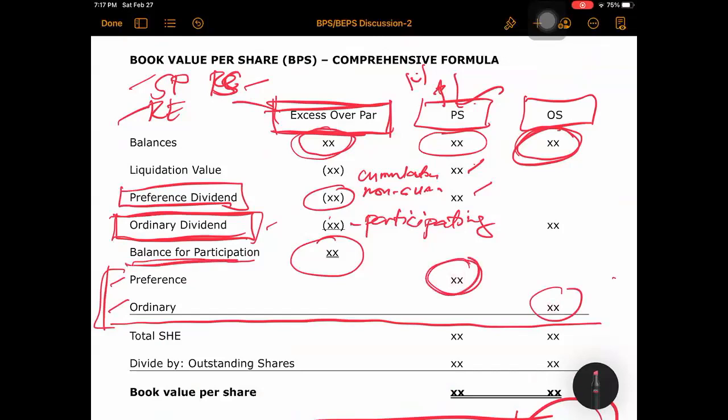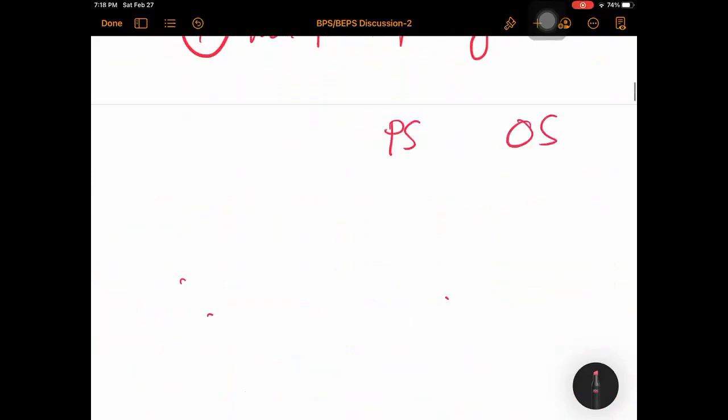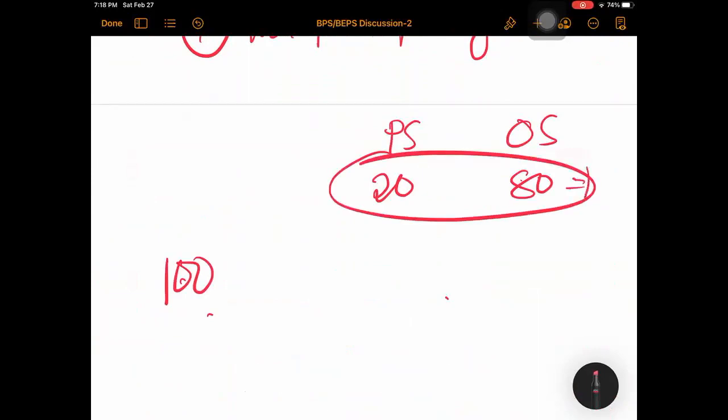Question, how do we allocate the balance for participation? Okay, pro rata, based on share capital, sir. Based on shareholding, on your share capital. Based on this amount: your preference share capital and your ordinary share capital. So we prorate it. Let's say the preference share and ordinary share are 20 and 80, and the balance for participation is 100. So we allocate based on this amount, with the total of 100.